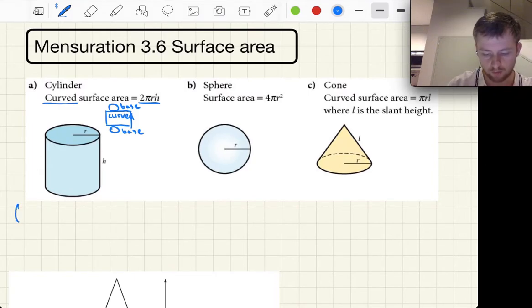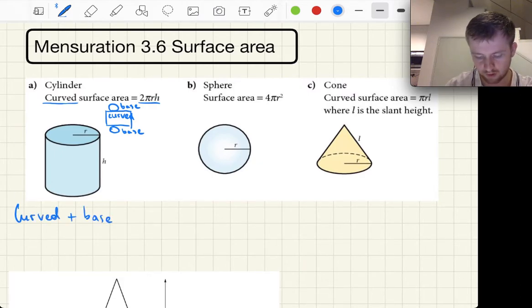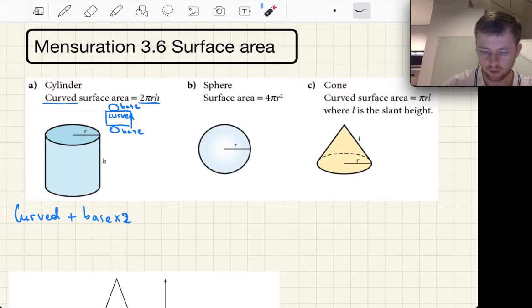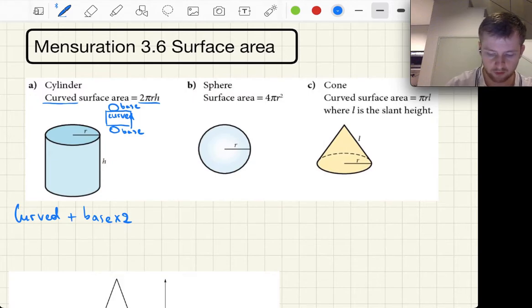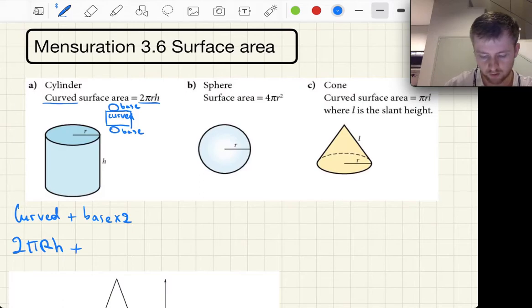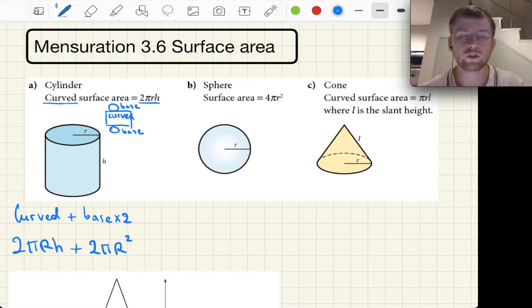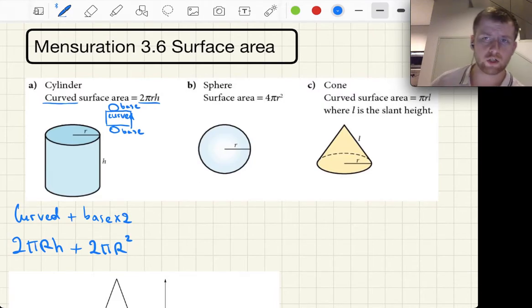It will be the curved surface area plus the base times 2, because these two bases, the one on top and the one on the bottom, are the same. So the formula will be like this: 2 pi r h plus, the area of a circle is pi r squared, we need two of them, so that's 2 pi r squared. This would be the full formula. It will really depend on the question. Sometimes you will need the full formula, sometimes you will not.